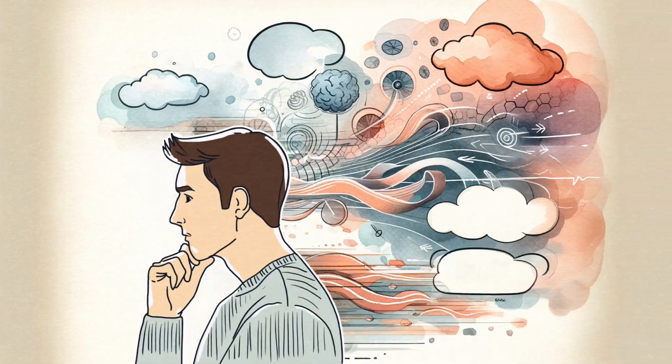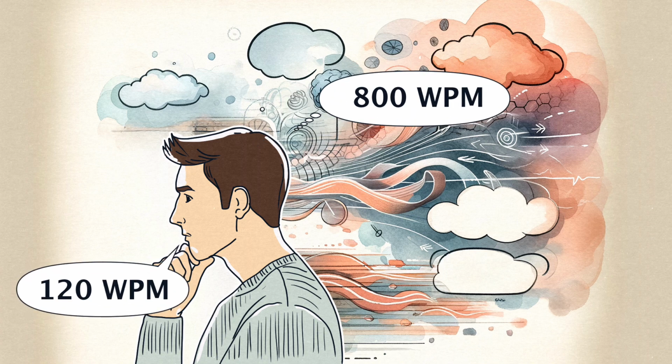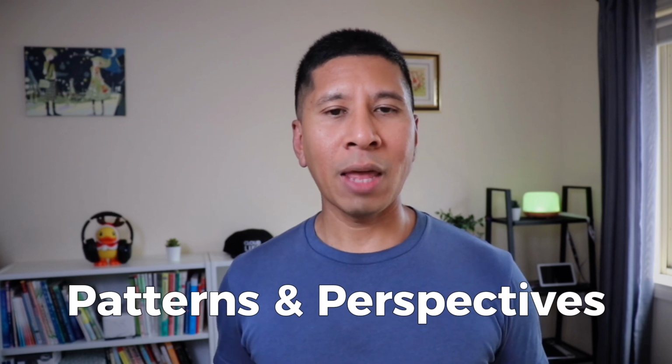Well, firstly, speaking out loud slows us down and changes how we think. While our brain zips through thoughts at about 800 words per minute, we only speak at about 120 words per minute. This slower pace lets us break problems into smaller pieces, revealing new patterns and perspectives that we might have missed when thinking at full speed.